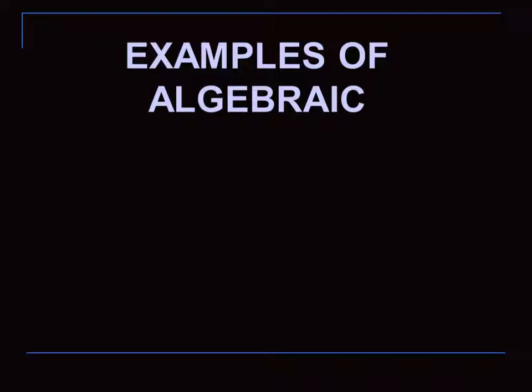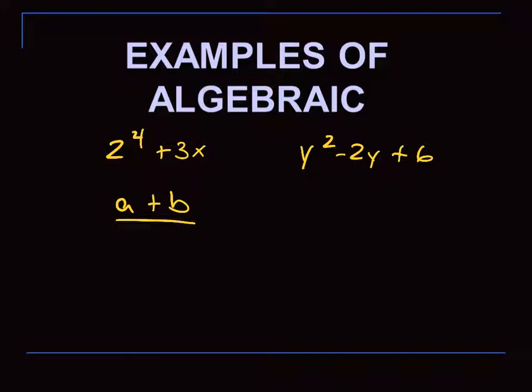So I might have something like 2 to the 4th power plus 3x. I might have y squared minus 2y plus 6. All of these meet the definition. I might have something as complicated as a plus b divided by c, or 2c squared d minus 4d. I'm not expecting you to know what the answers to these are, but you should be able to say, well, I know it's an algebraic expression. I mean, it's a bunch of stuff being added, subtracted, multiplied, and divided, and there's a variable in each of those scenarios.